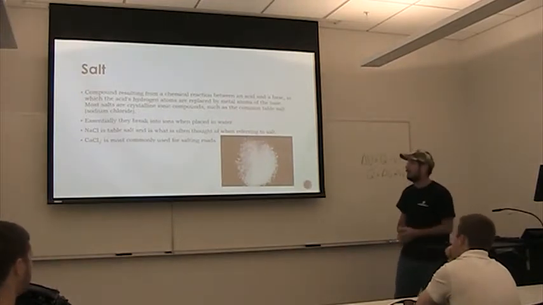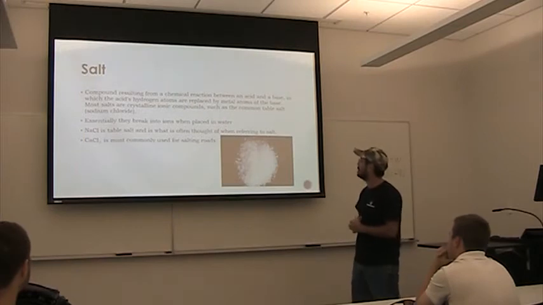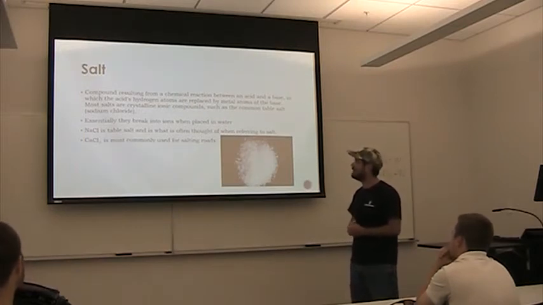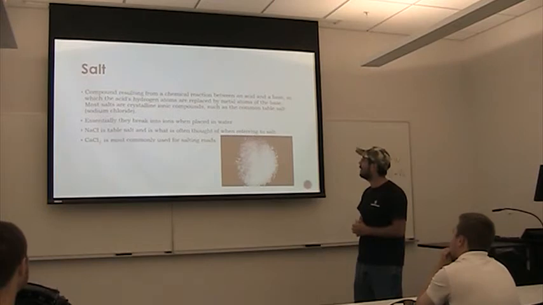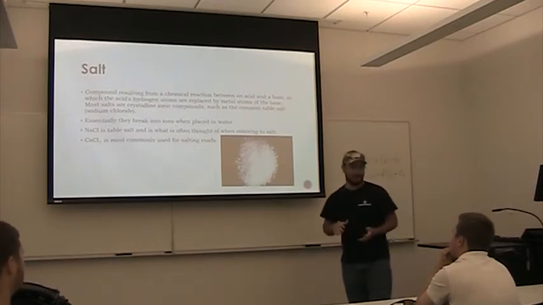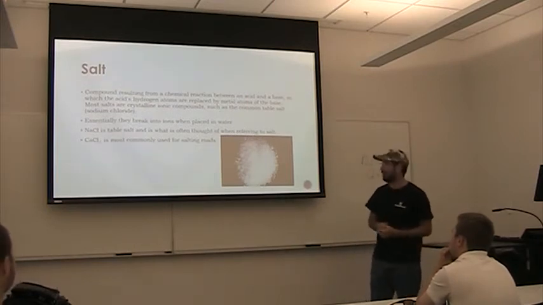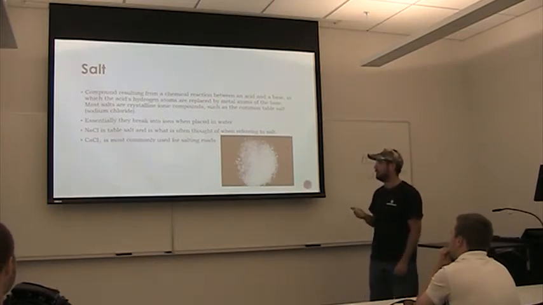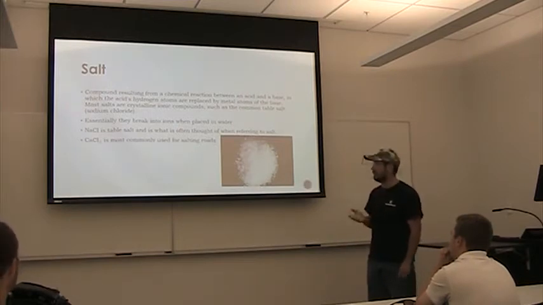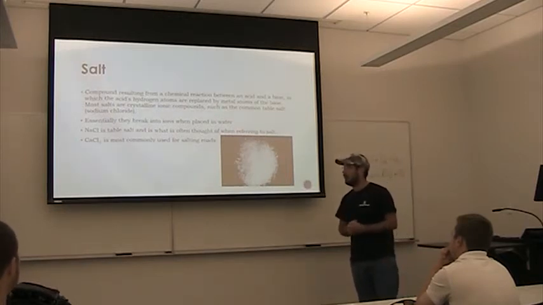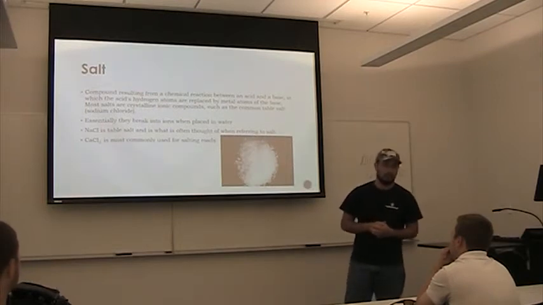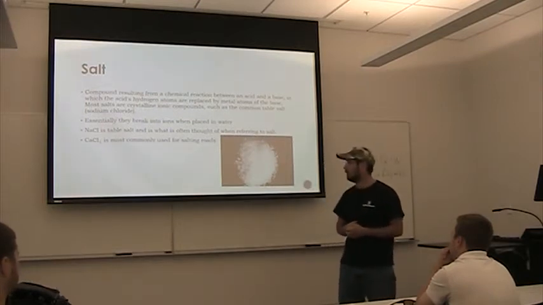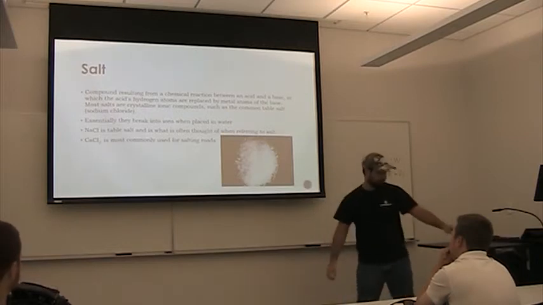All right, salt. It's a compound resulting from a chemical reaction between an acid and a base in which the acid's hydrogen atoms are replaced by the metal atoms of the base. So it's actually really in-depth. It's not just table salt. There are a bunch of different salts. Essentially, they break down into ions when placed in water. NaCl is table salt, and that's what most people think of when they think of salt. CaCl2, though, is the most common used for salting roads, and there's several reasons for it, and we'll go over that in a second.